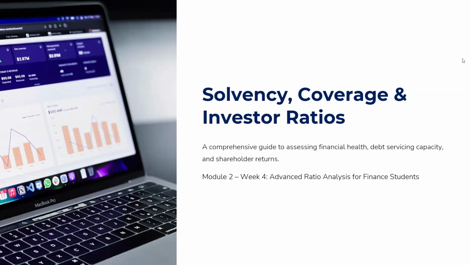So in today's class, we are looking at solvency, coverage, and investor ratios. In our last class, we looked at profitability, efficiency, and liquidity. So these are the other ratios that we'll be looking at today before we continue the class.